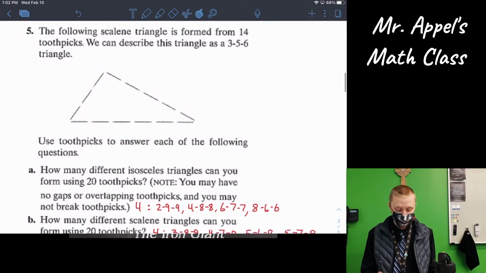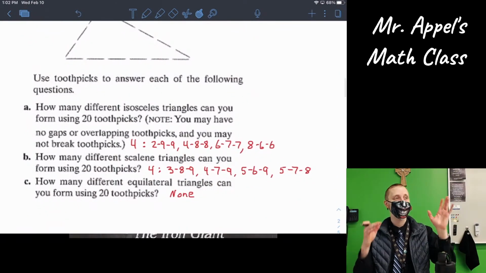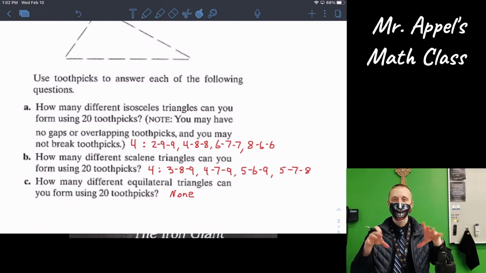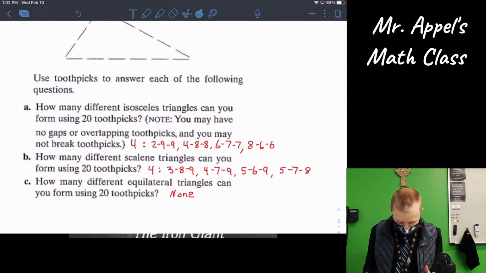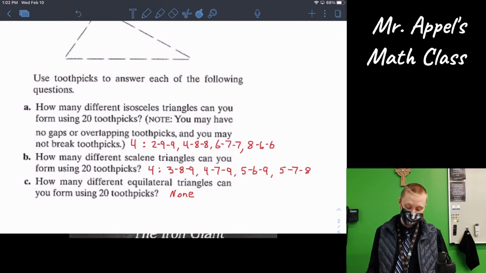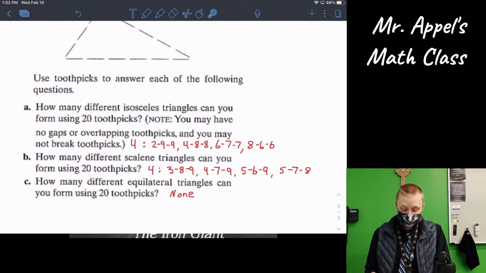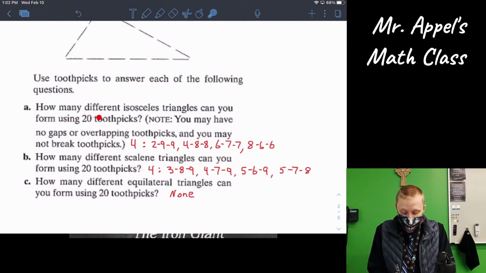Toothpicks, again. This book loves its toothpicks. I could probably do the whole course centered around things to make and do with toothpicks. That'd be fun, maybe one year. Toothpick-based geometry.